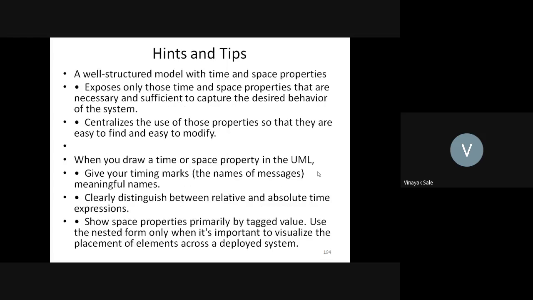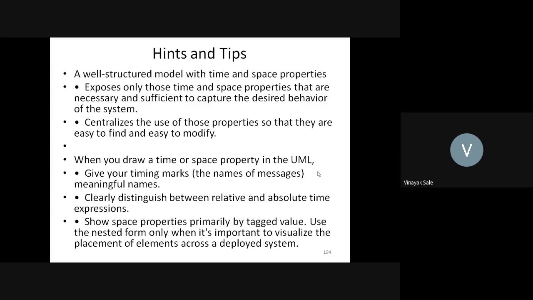So what are the hints and tips regarding time and space? A well structured model with time and space properties exposes only those time and space properties that are necessary and sufficient to capture the desired behavior of the system. Centralize the use of those properties so that they are easy to find and easy to modify.